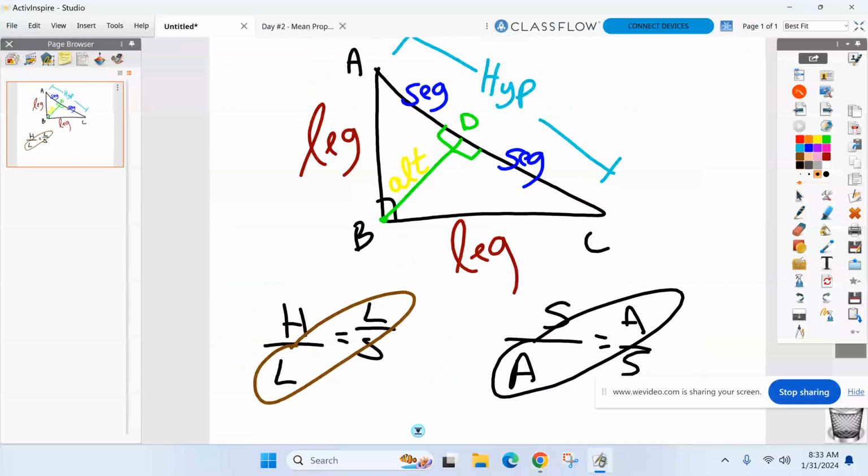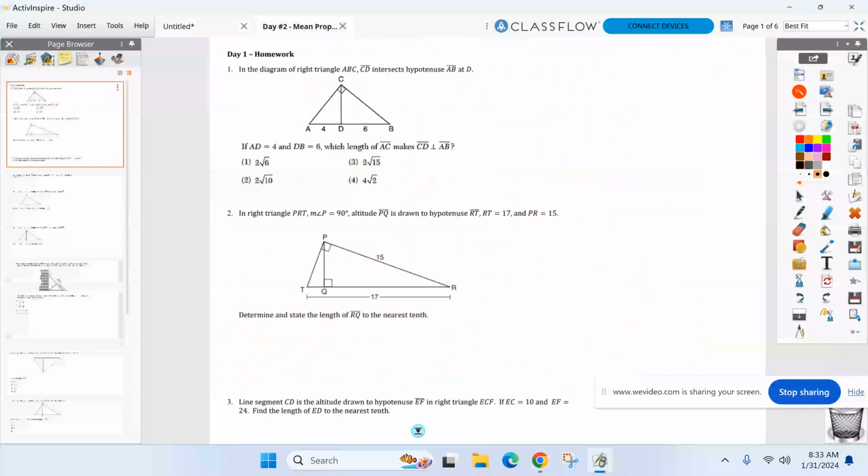All right, let's go to the homework. Ask away here, because today you're going to show me you know how to do this on your own. Let's go, Lily. What do you got? Absolutely. Number 4, everyone.